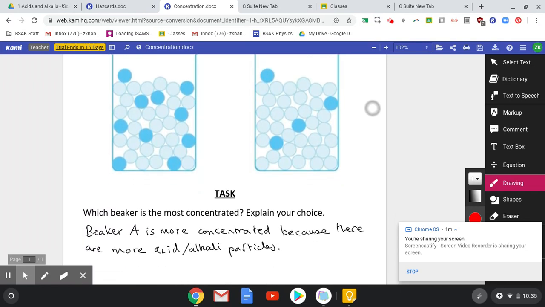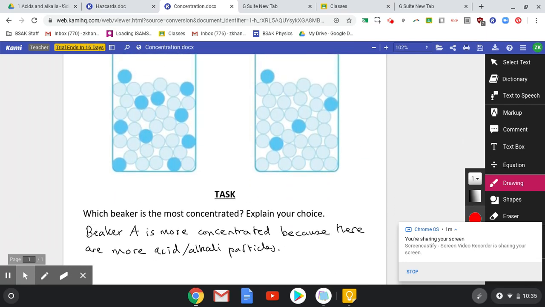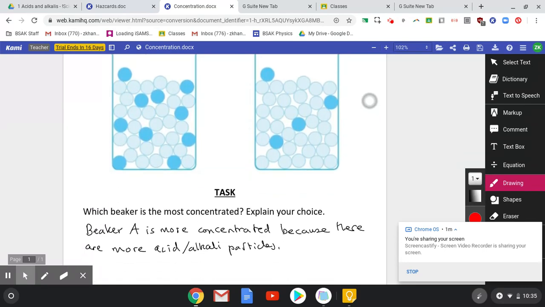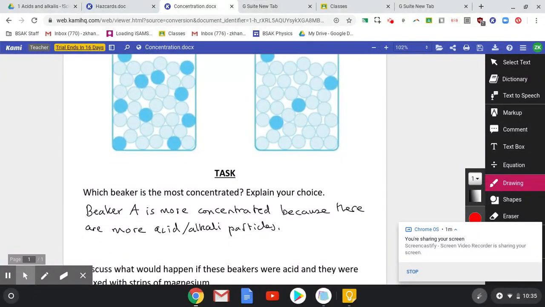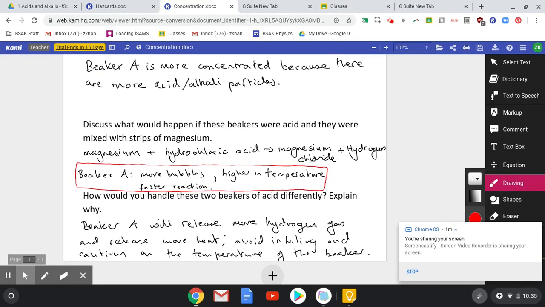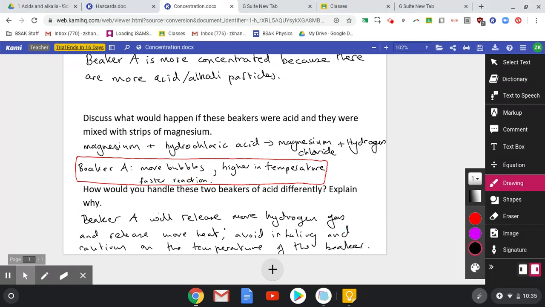particles, or if you had these blue particles here representing alkali particles, then beaker A will be a more concentrated alkali solution. So that's the reasoning behind why beaker A is more concentrated, more particles in that same given volume of liquid. Now, question 2, this chemical reaction we have done in lesson as the year has progressed.